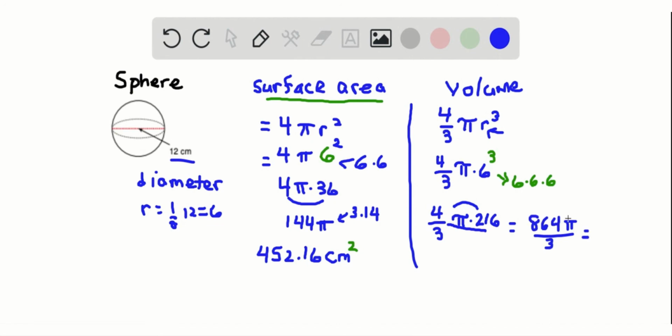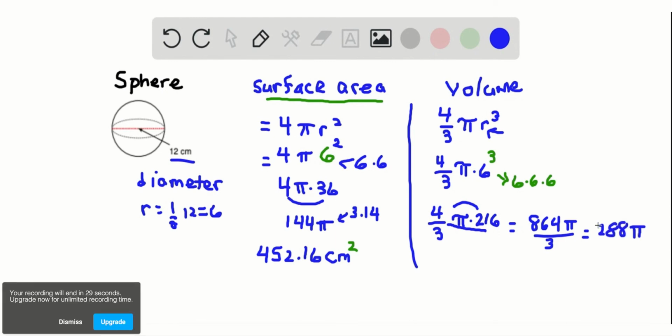So 864 divided by 3 gives us 288 times pi, right? In some cases, you can leave your answer that way if it says keep pi in your answer. Otherwise you're going to have 288 times 3.14, right? Times 3.14, that would give us 904.32. And what are the units of measurement? The unit of measurement is centimeters.